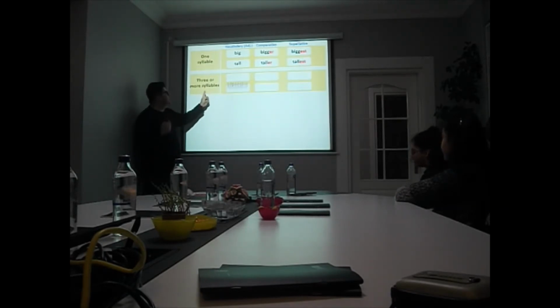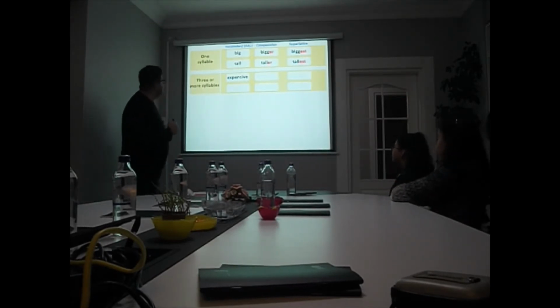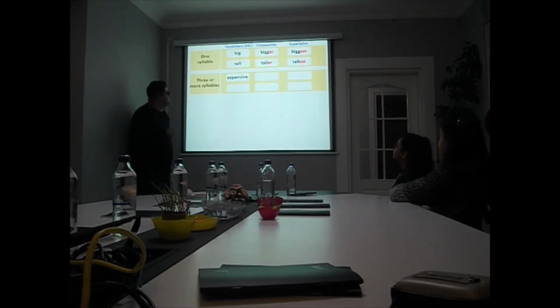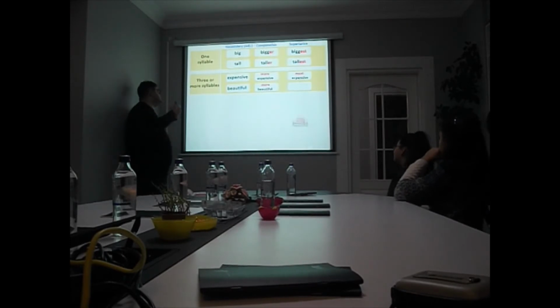Now it is different in 3 or more syllables. Here comes the adjective. How many syllables? Expensive. 3 syllable adjective. What is the comparative form of this 3 syllable adjective? More expensive. Perfect. What about the superlative form? Most expensive. Exactly. The most expensive. What about beautiful? More beautiful. Most beautiful.